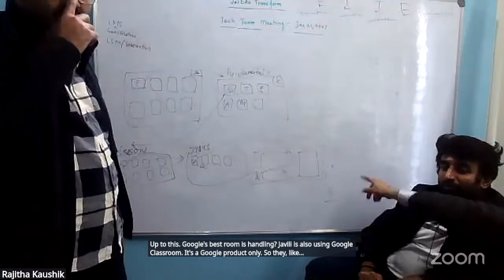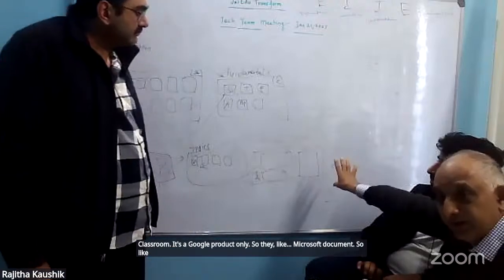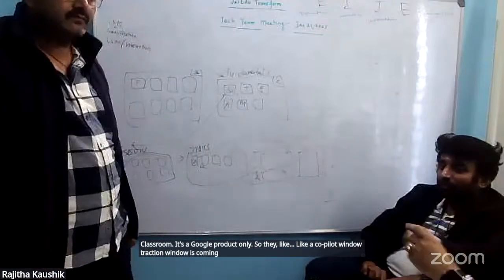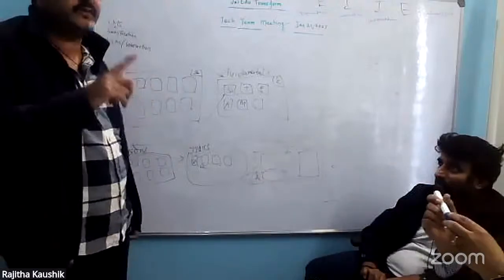It's equivalent to Copilot being integrated with Microsoft documents, like a Copilot window. The Gemini interaction comes from Google. Is it integrated with Classroom? Just check the Copilot. We have to research that properly.